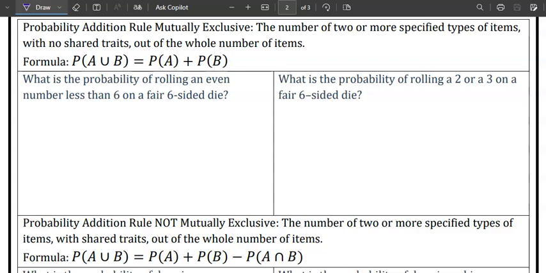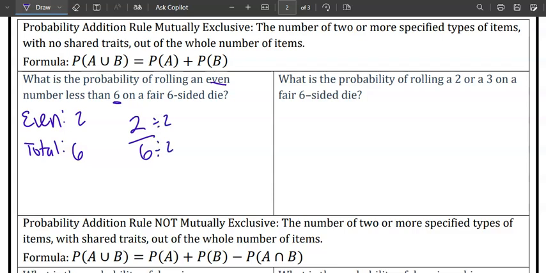What is the probability of rolling an even number less than 6 on a fair 6-sided die? Well, the total is 6. There are 6 possible numbers. And the evens would be 2 and 4. It says less than 6, so we're going to skip 6. So there are 2 even numbers. So then we have 2 out of 6. That reduces to 1/3.